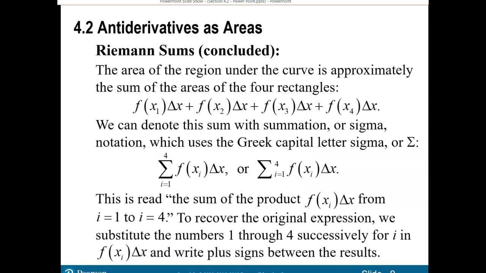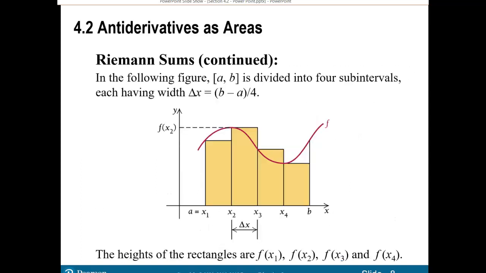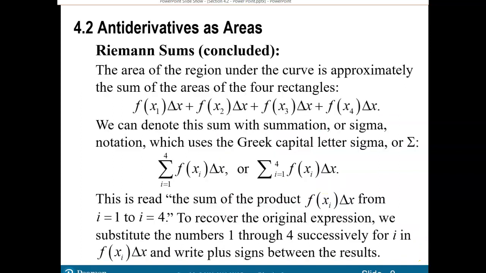So the area of the region under the curve is approximately the same, not exactly, right? Oops, sorry. It's not exactly, because there's some space here, and then here I'm a little bit higher, but then here I'm again a little bit lower, right? So it's not perfect, but it's approximately the sum of the areas of those 4 rectangles. So the height of rectangle 1 times the width of rectangle 1, the height of rectangle 2 times the width, the height of rectangle 3 times its width, and the height of rectangle 4 times its width. So they're just doing base times height for each rectangle.